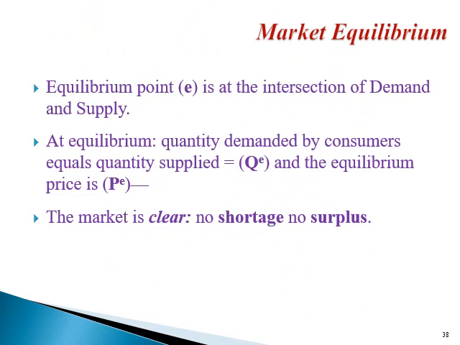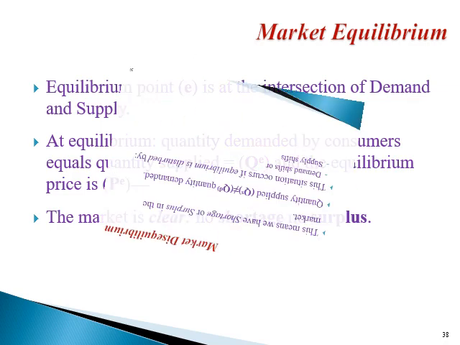Okay, so market equilibrium is the intersection of market demand and market supply. At equilibrium, quantity demanded by consumers is equal to quantity supplied. QE is the quantity at which quantity demanded equals quantity supplied, and the equilibrium price will be PE. In that case, we say that the market clears. When demand is equal to supply, the market clears. It means that we are in a state of equilibrium, with no shortage or surplus of the product.